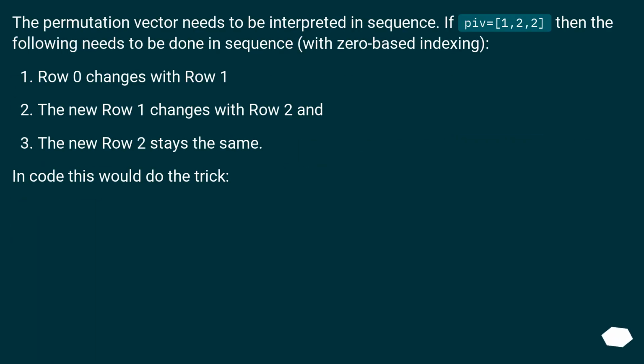The permutation vector needs to be interpreted in sequence. If piv equals 1, 2, 2, then the following needs to be done in sequence, with zero-based indexing. Row 0 changes with row 1. The new row 1 changes with row 2, and the new row 2 stays the same. In code this would do the trick.